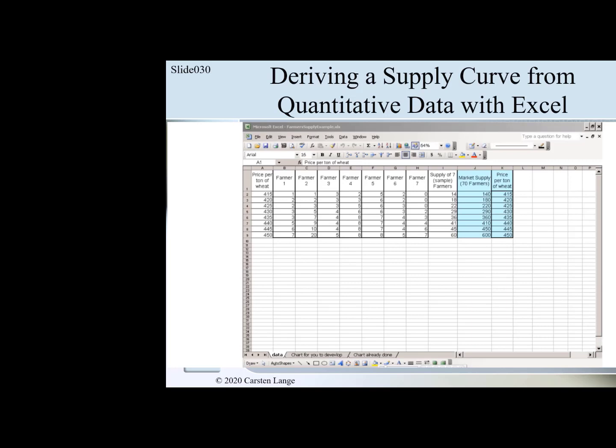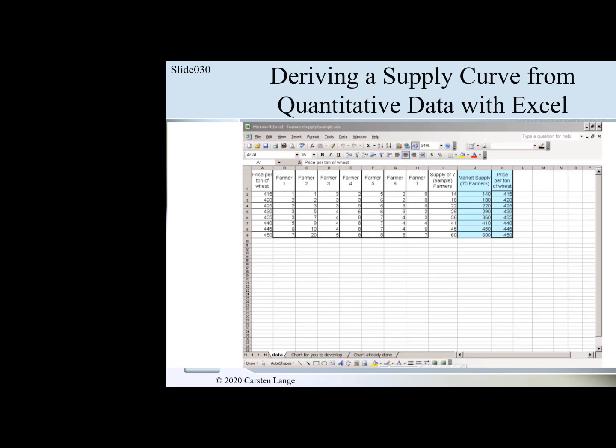Let's assume we don't have enough money or time to survey all 70 farmers' individual behavior. We only survey 7 sample farmers. The results are that we have, for each price, the individual supply of each of these 7 sample farmers.